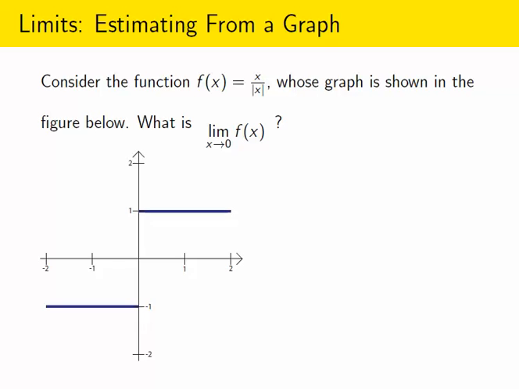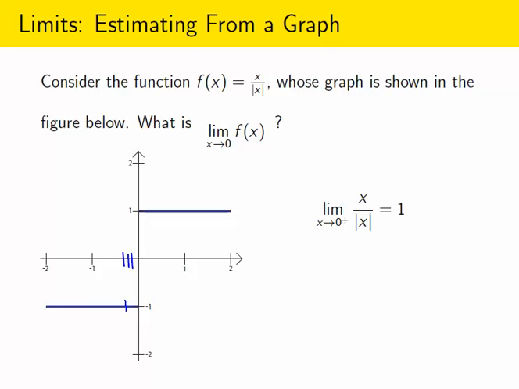Notice that in this case, if we plug in values of x that are close to 0 on the right, the corresponding y values we get are all equal to 1. Based on that, we can conclude that the limit as x approaches 0 from the right for this function is 1.